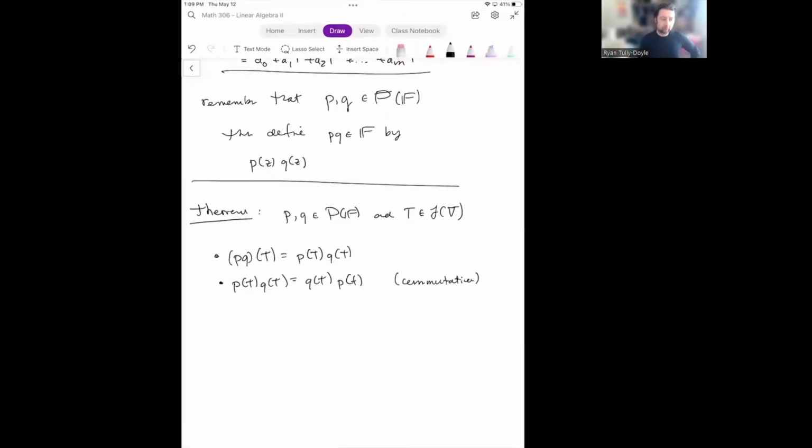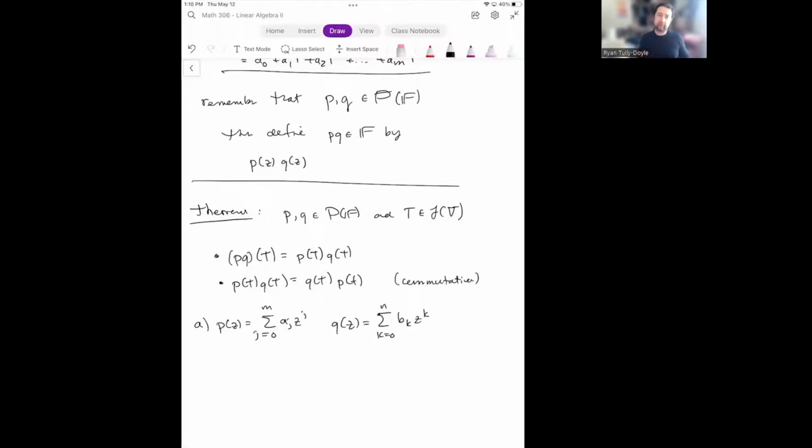Now the proof of this is not hard. You might want to take a look at how this is set up because it's done in sort of index notation with sigmas here. But at least for the second one, it's pretty easy to see what's happening. So A is proved by looking at P of Z, which is equal to the sum from J equals 0 to M of AJ ZJ, and Q of Z is equal to the sum from K equals 0 to N of BK ZK.